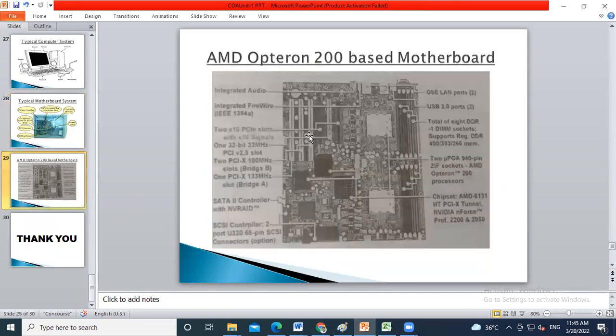In the olden days, around 1990, they used the AMD processor. So this is an AMD-based motherboard. Here integrated audio is connected, integrated FireWire, and 2x with the signals, 132 bits. So many things are there. SATA is used here and SCSI is used here.